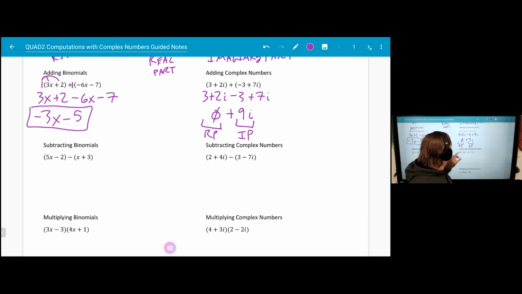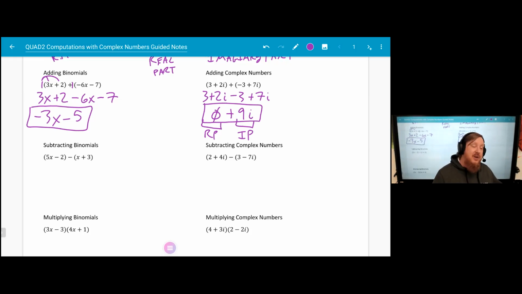All right. So that's adding these things. The 0 plus 9i, that's our solution that we're getting for here. Subtracting seems a little bit similar, and it really is. It's just distributing something through. We're going to do a lot of distribution today, actually.